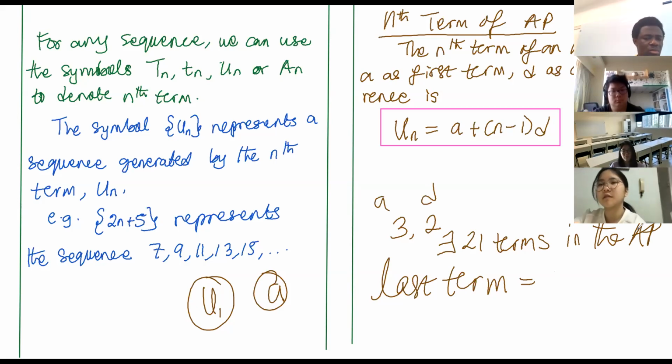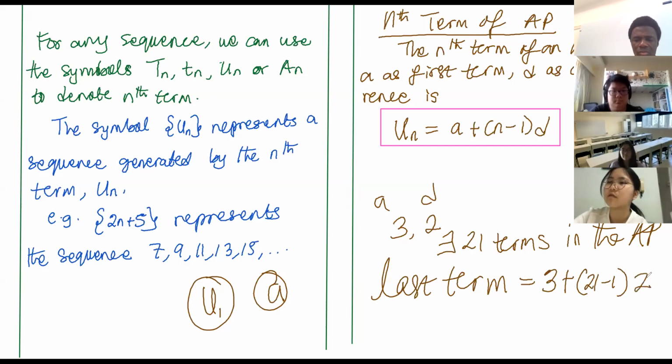Oh, you write Un equals 3 plus 21 minus 1, and then times 2. Say that again. Un equals 3 plus 21 minus 1, and then times 2. So basically, you are using the nth term formula also.